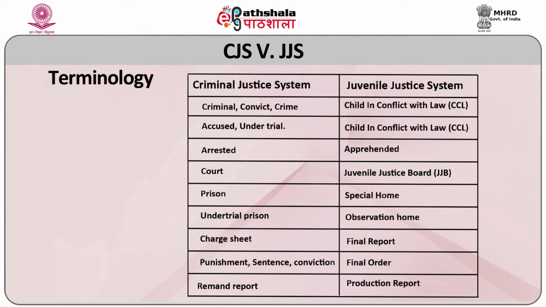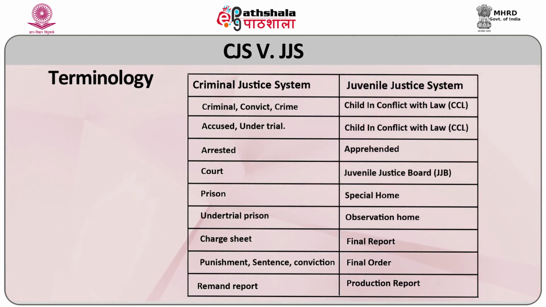In the criminal justice system, the word used is arrested, whereas in the juvenile justice system the word used is apprehended. In the criminal justice system, the person is taken to a court, whereas in the juvenile justice system the person is taken to a juvenile justice board. In the criminal justice system, a person post conviction is sent to a prison, whereas in the juvenile justice system post the final order the person is sent to a special home. A person whose trial is going on is called an under trial prisoner, and the person is kept in a prison, whereas in the juvenile justice system the concept of under trial does not exist. They are sent to an observation home.